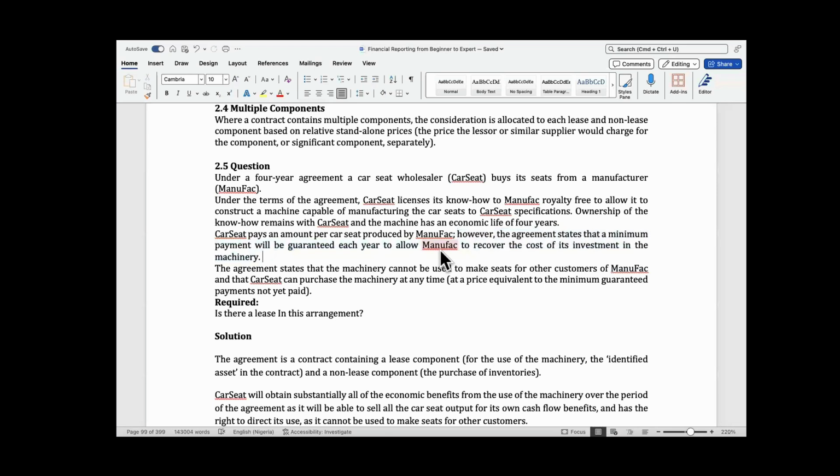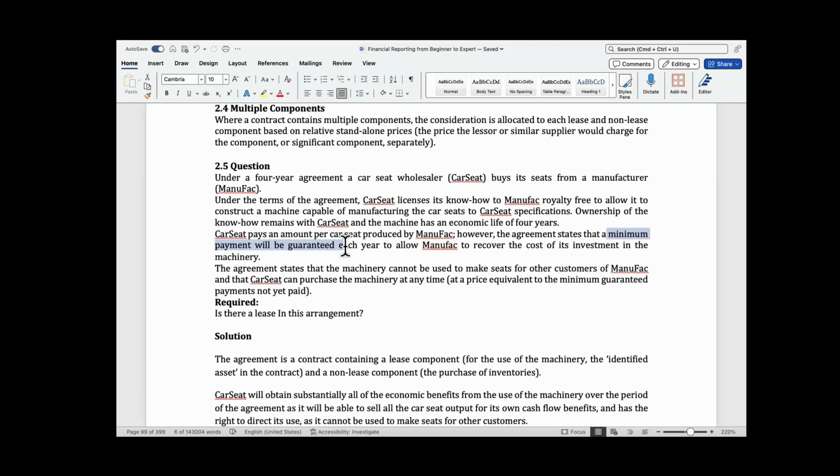He will sell it to car seats at a higher price. And the normal price is 5 naira. But the fact that this guy has gone all the way to manufacture a machine just to satisfy this guy, this is saying that a minimum payment will be guaranteed each year. So whether car seat buys it or not, he will still pay that minimum payment. He will still pay it.